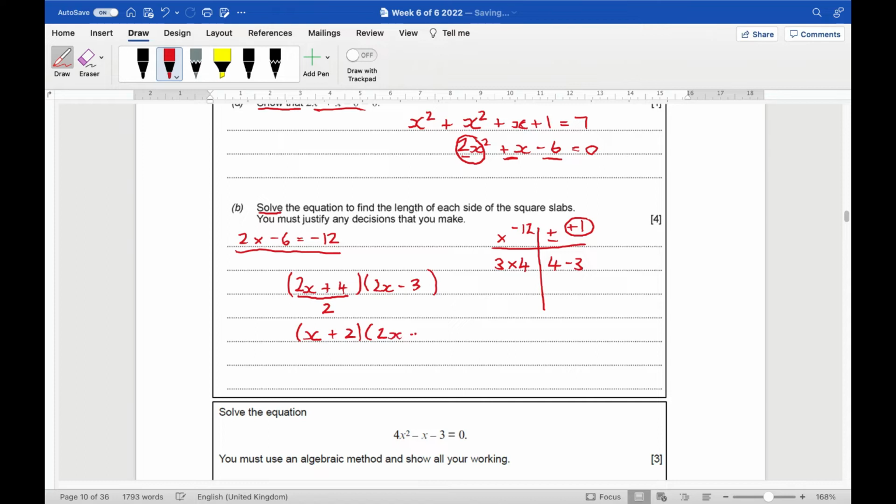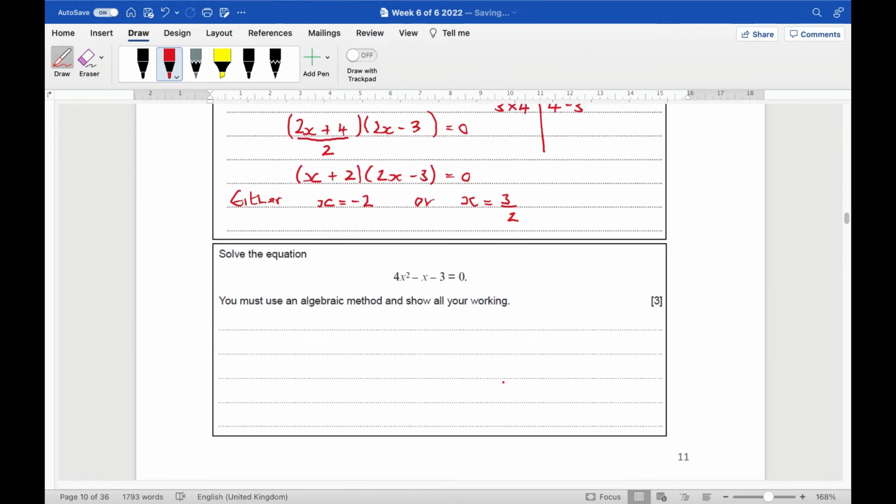And my second bracket is 2x minus 3. Okay? And the solving bit, which is the equals 0 bit, so you can add that on, would suggest that either x equals, and the opposite of +2 is -2, or x equals, and the opposite of -3 is 3, and the opposite of times 2 is divided by 2.